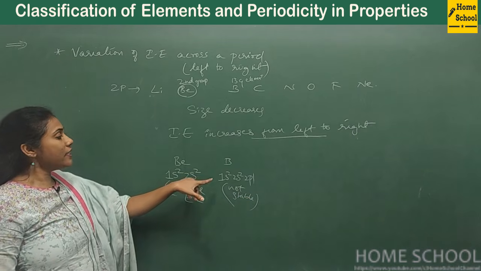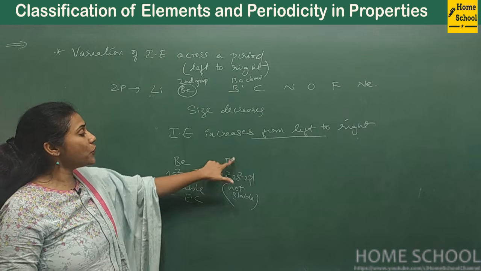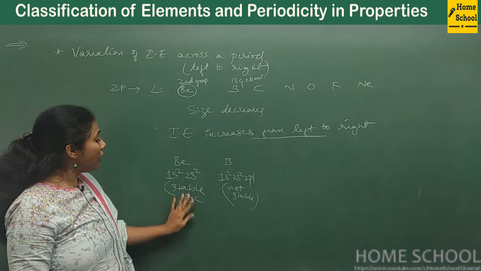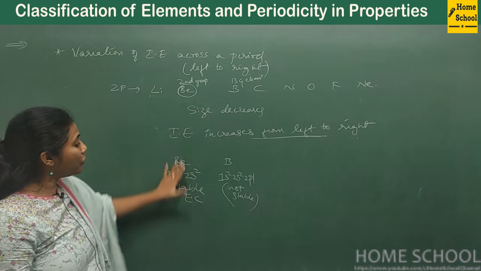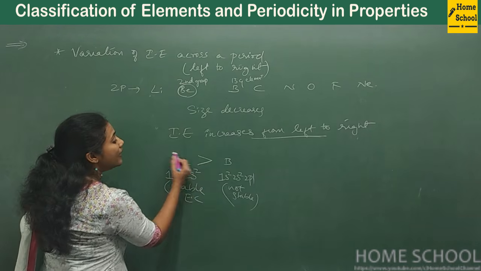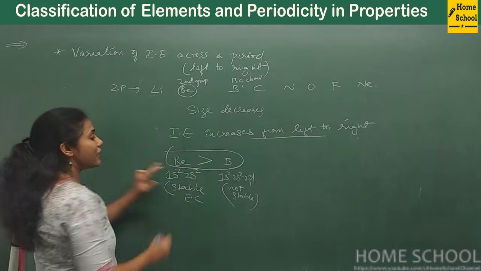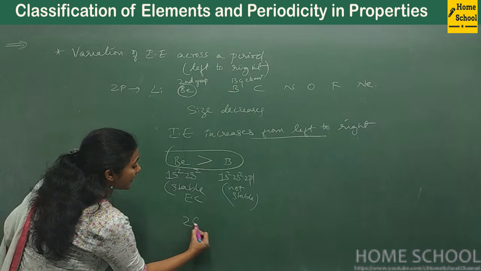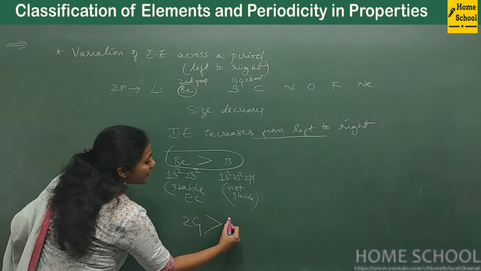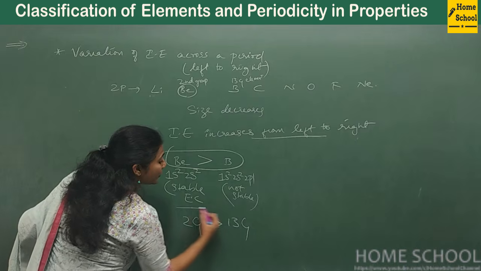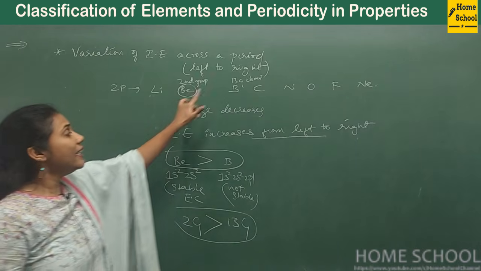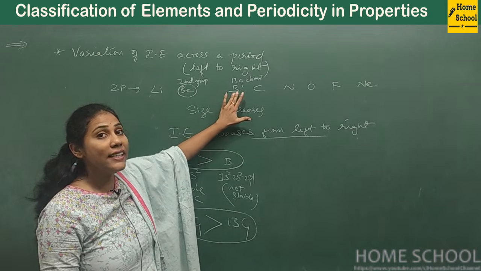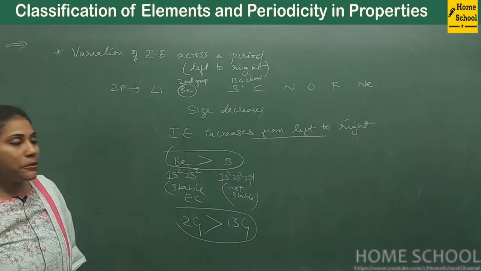Okay, size wise, if you see, this one has a lesser size, so this must have more ionization enthalpy. But since the electronic configuration is stable for second group elements, your beryllium has more ionization enthalpy than boron. I can say that your second group elements have more ionization enthalpy than 13th group elements. So usually 13th group elements' size is small compared to this. These must have more ionization enthalpy, but this is an exception.